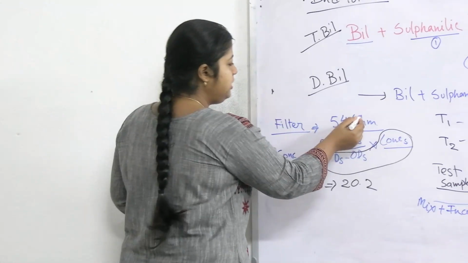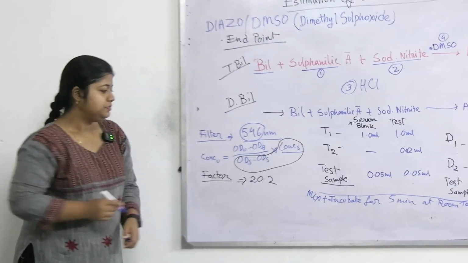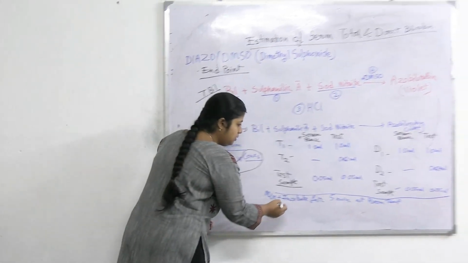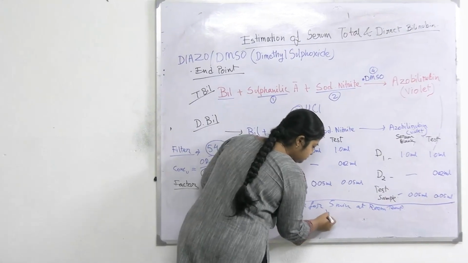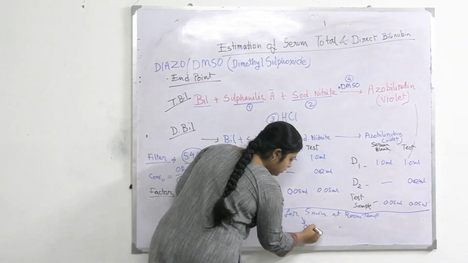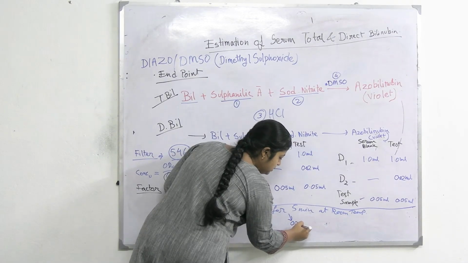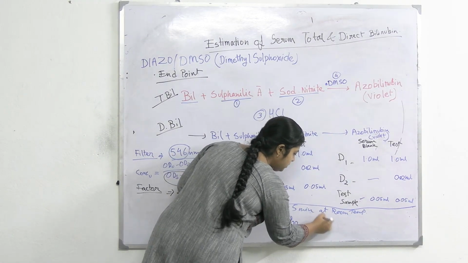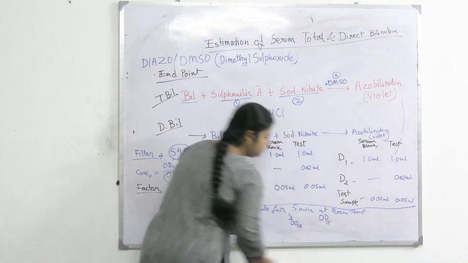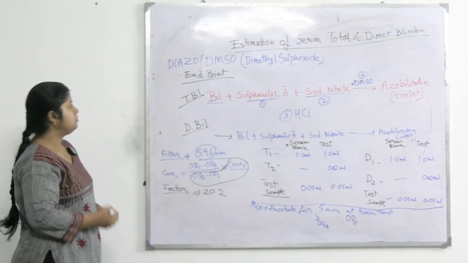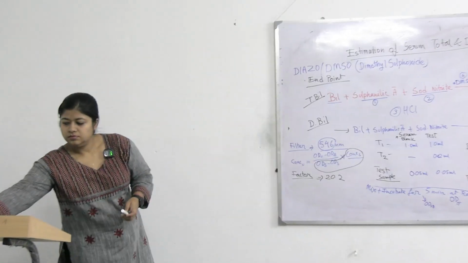Up to here, is the procedure clear? Next comes the calculation. Then we will measure it at this filter. We will get the OD, and this is the OD serum blank. This is the OD test. That's it.